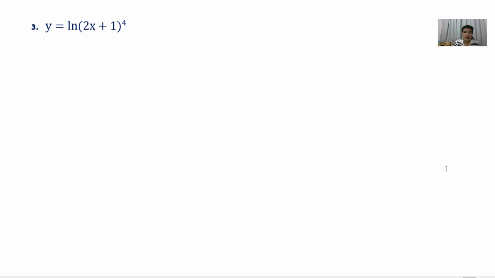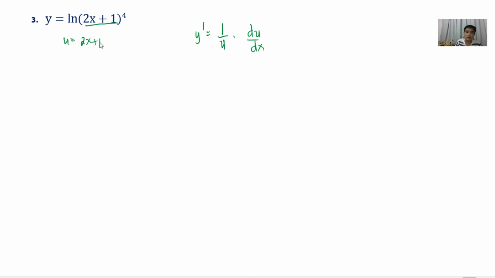Okay, ito naman natural logarithm. Okay, recall tayo dun sa formula ng derivative ng natural logarithm natin. Diba that is equal to y prime equals 1 all over u times the derivative of u with respect to x. Okay? So, ang u natin dito is 2x plus 1. And then the derivative of your u with respect to x. Ano ang derivative ni 2x plus 1? Ang buong u natin dito class is ln of ito, that one, 2x plus 1 raised to the fourth power.